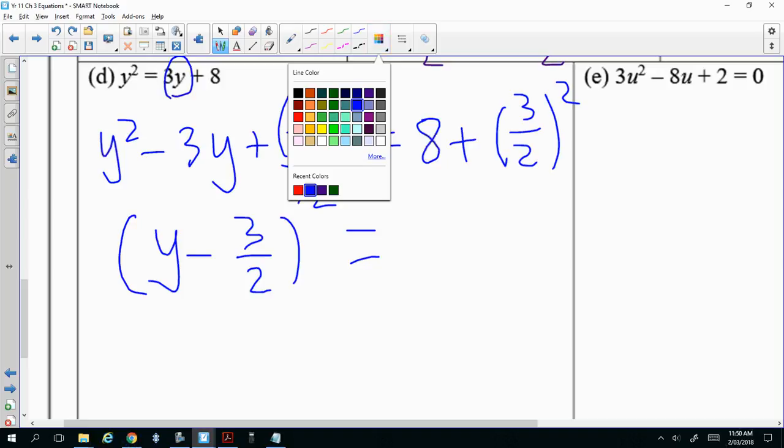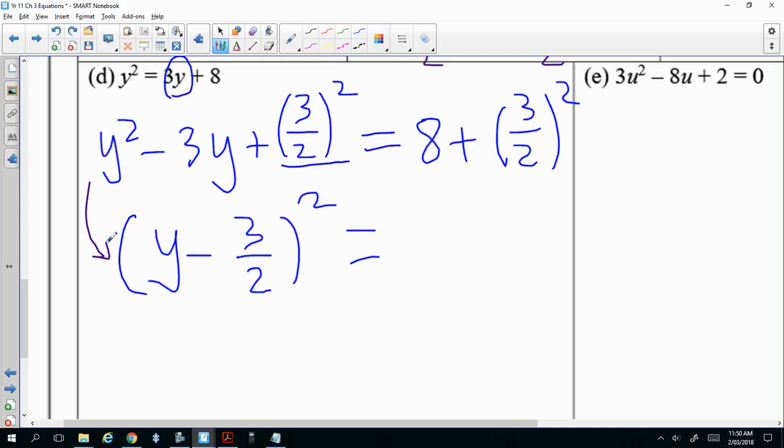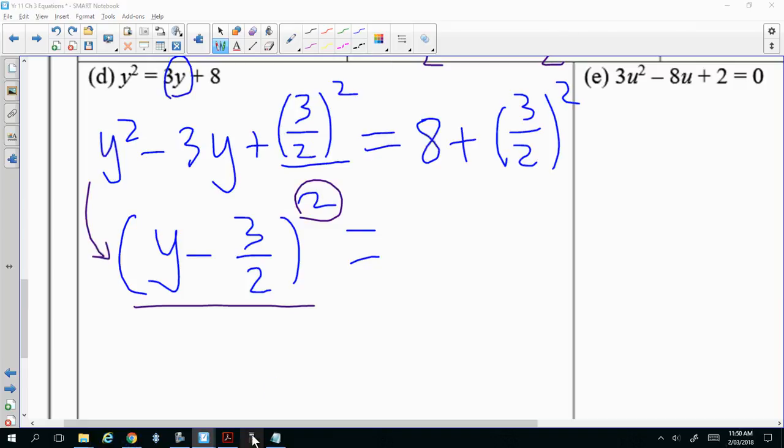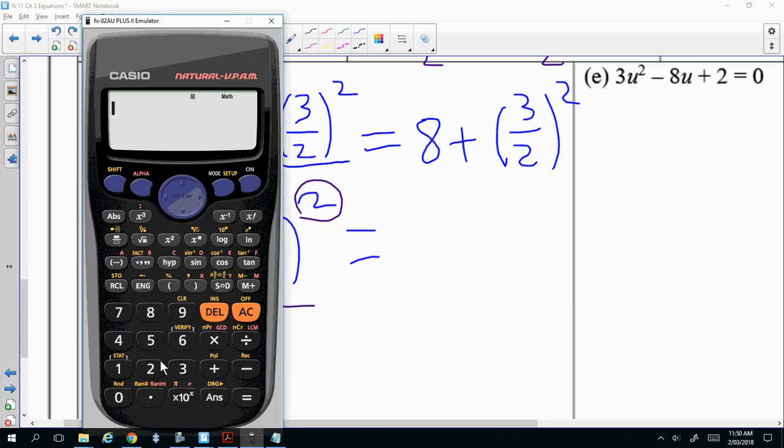That's just a square term. And then on the right side, we do have to work out what it is. We can use the calculator to assist us. So use your calculator to write 8 plus bracket 3 over 2 close bracket over 2 and then close bracket. Make sure you put a bracket before you put square, because you don't want to square the whole fraction. 41 over 4.